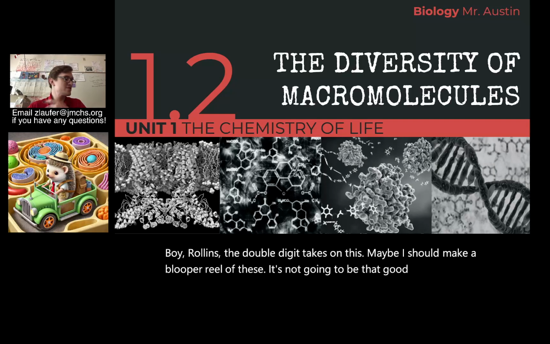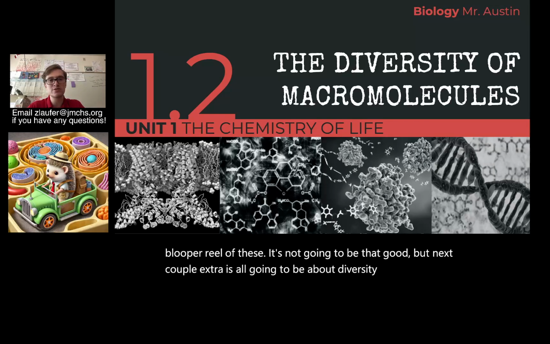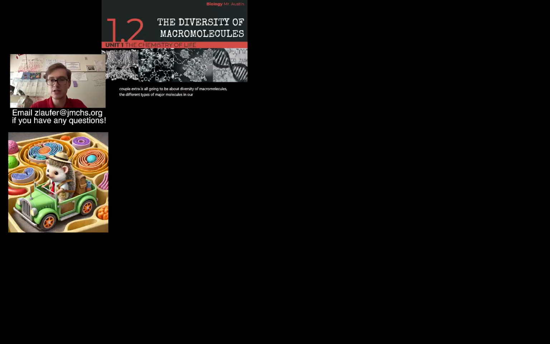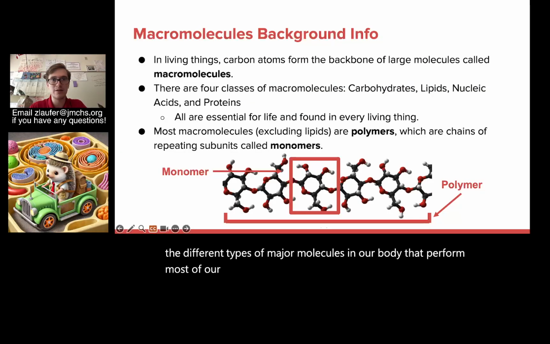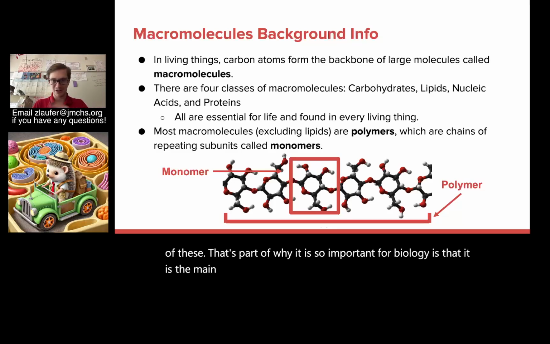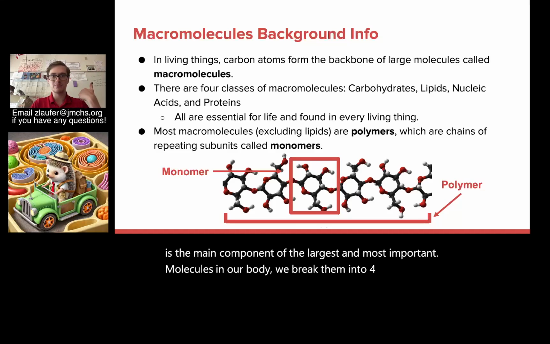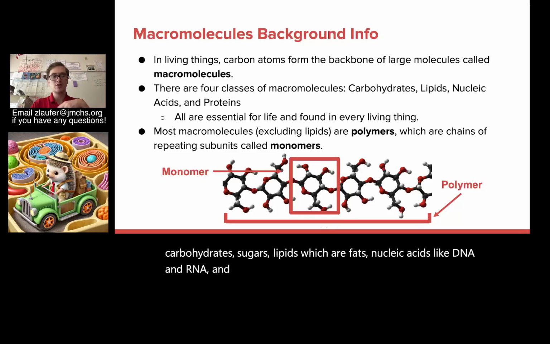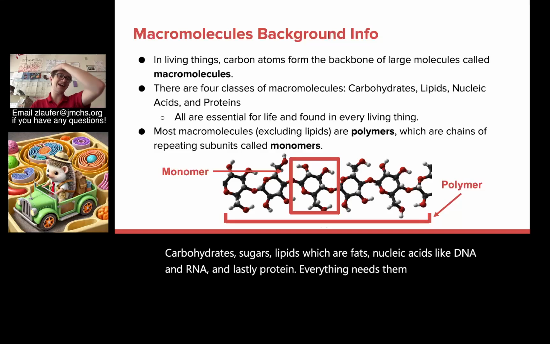But the next couple of lectures are all going to be about the diversity of macromolecules, the different types of major molecules in our body that perform most of our functions. First thing, carbon is the backbone of all of these. That's part of why it is so important for biology: it is the main component of the largest and most important molecules in our body. We break them into 4 classes: carbohydrates, which are sugars; lipids, which are fats; nucleic acids like DNA and RNA; and lastly, proteins. Everything that is alive has them.